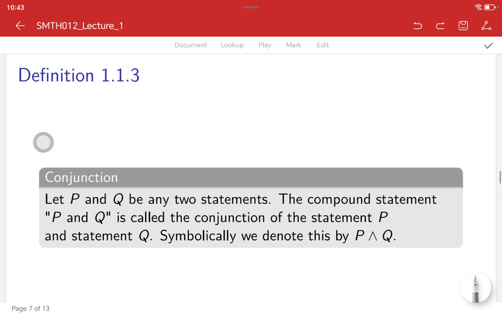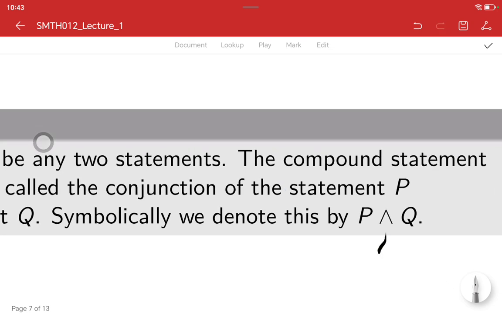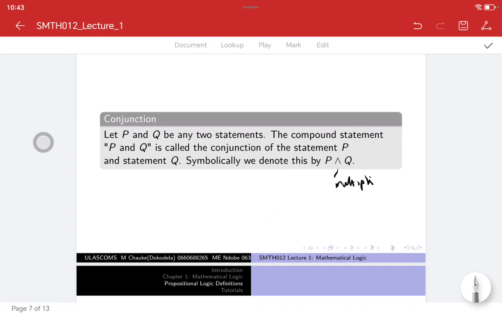So if we let two statements P and Q be any two statements, then the compound statement P and Q is called a conjunction of the statement P and the statement Q. So you must know for a conjunction statement, this is what I'm talking about. And we're going to represent this "and" as multiplication. So you must know this. We're going to be representing that statement as multiplication.